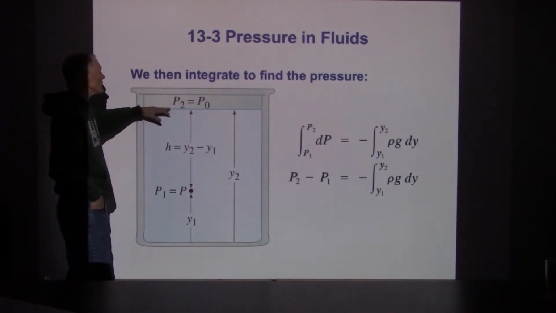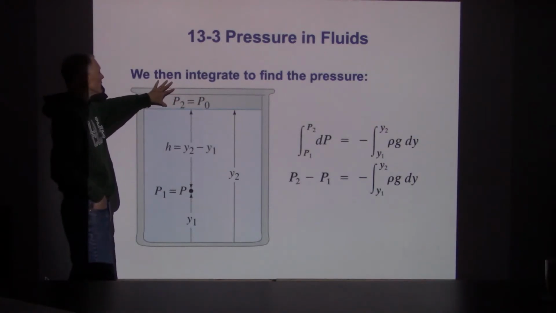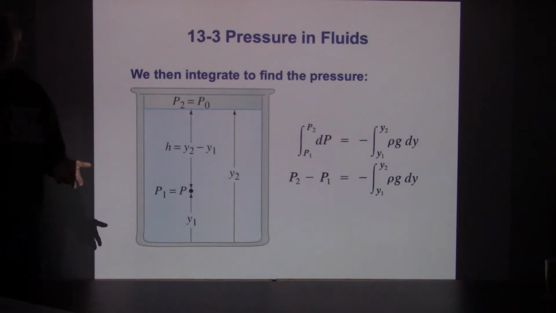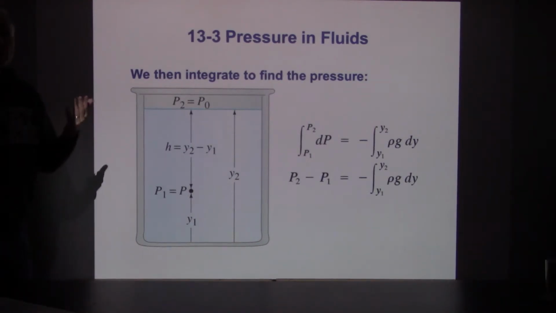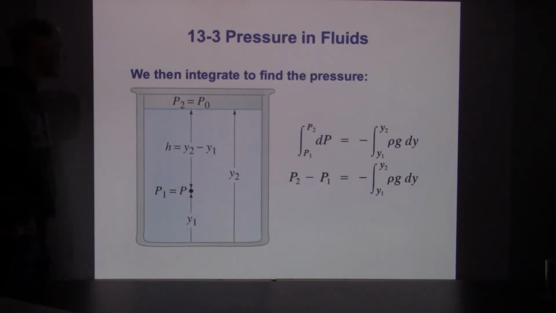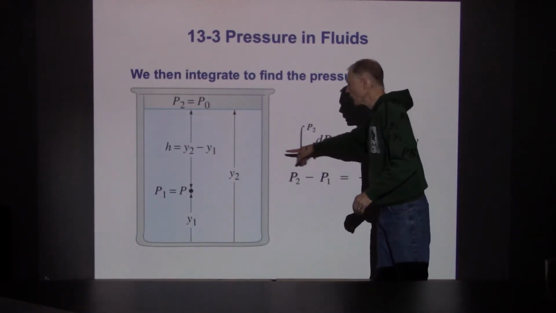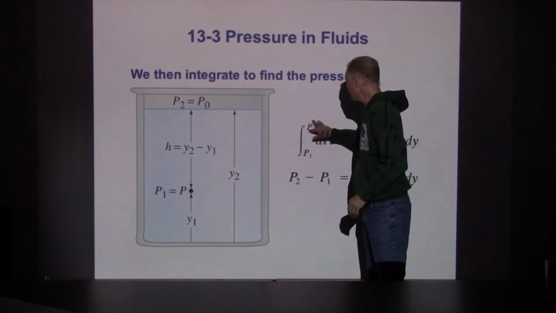Now notice that once they get to the top of this fluid, it's still in contact with the atmosphere. So there's still atmospheric pressure at the top. The pressure does not drop to 0. But what they've done then is they've integrated dp from a lower pressure to a higher pressure.